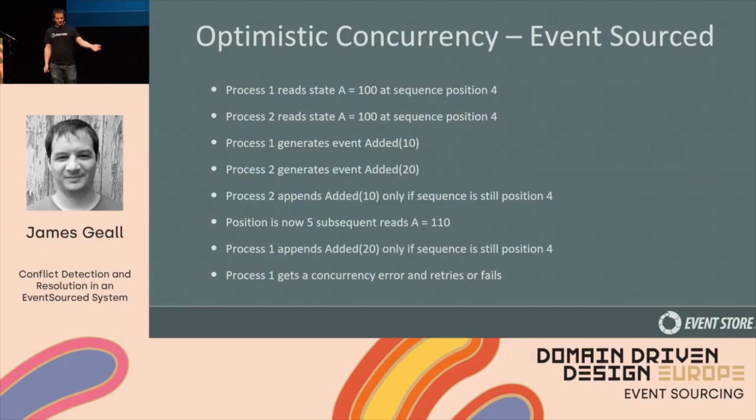Process 1 generates an event, say added 10. Process 2 generates an event, say added 20. Process 2 adds 10, appends that event, only if the sequence position of that stream is still 4. Yeah? Position is now 5 after it's done that, and subsequent reads will calculate state to 110. Process 1 appends added 20 only if the sequence position is still 4. Process 1 gets an error and retries or fails.